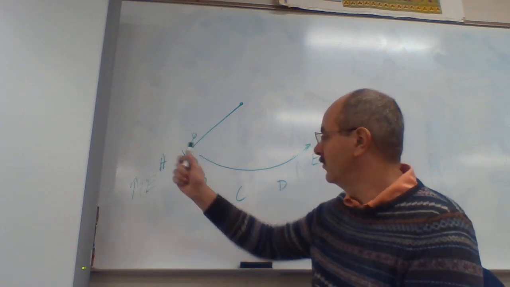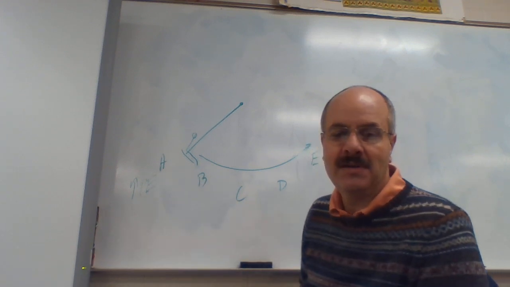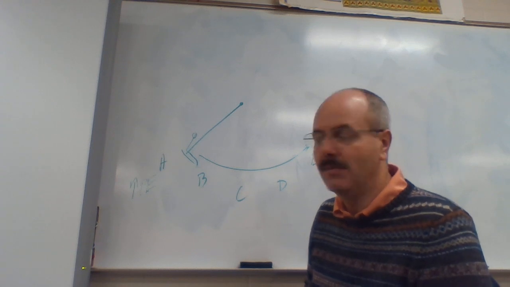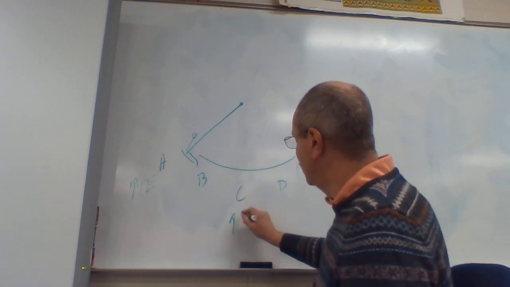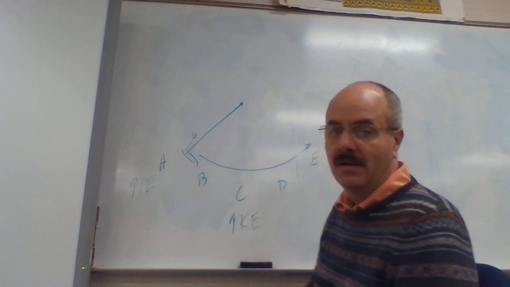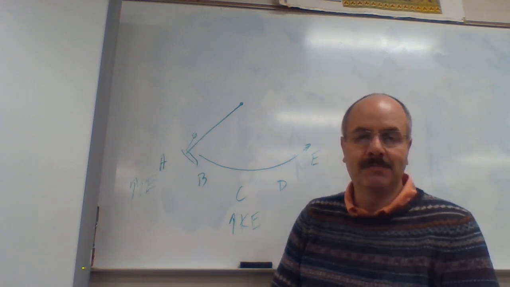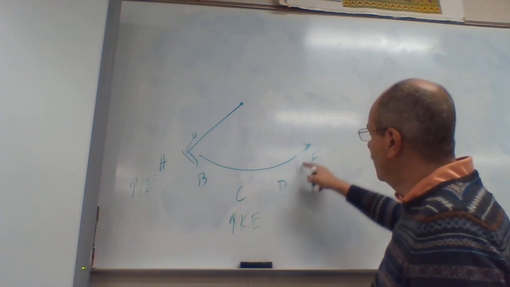Now, where in this swing is going to be the spot where I have the greatest amount of kinetic energy? Where is he moving the most? Right down here. So this is the spot where you have the greatest kinetic energy, at the very bottom, letter C.